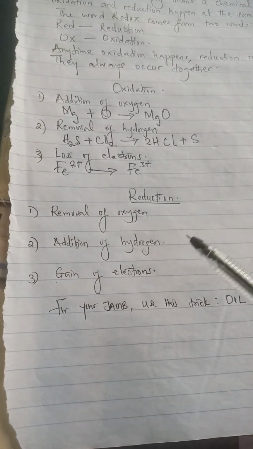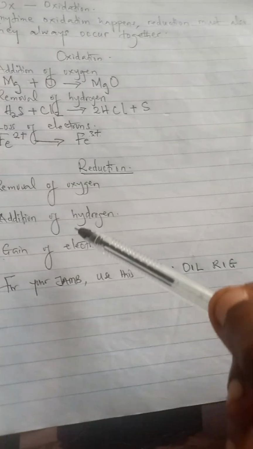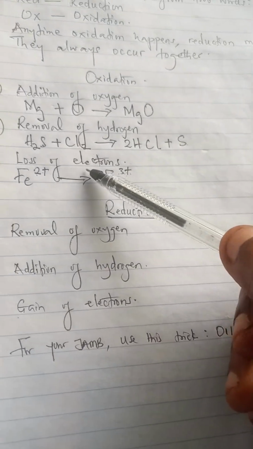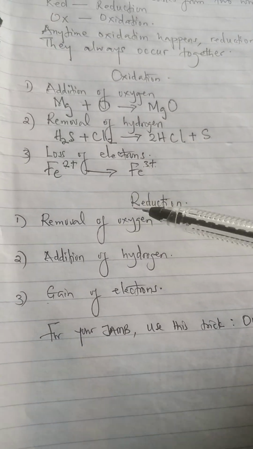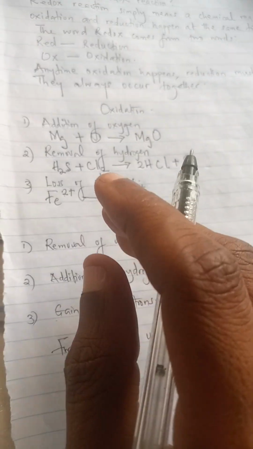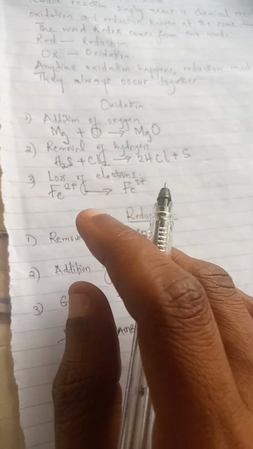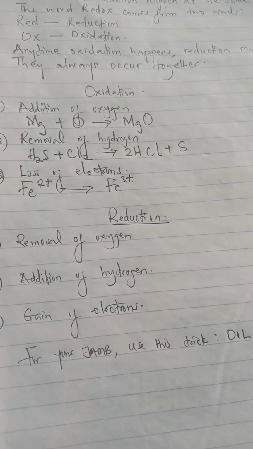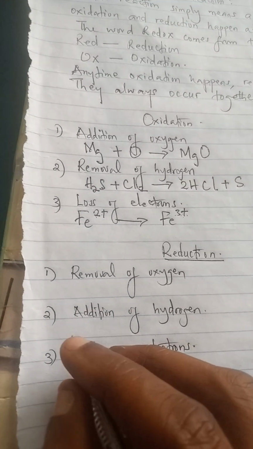Electron. So anytime electron is gained, it is reduction. Anytime electron is lost, it is what? Oxidation. So I'm going to quickly give you examples of each of the definitions of reduction. Are we still together? Okay, going with the first example, which is removal of oxygen.